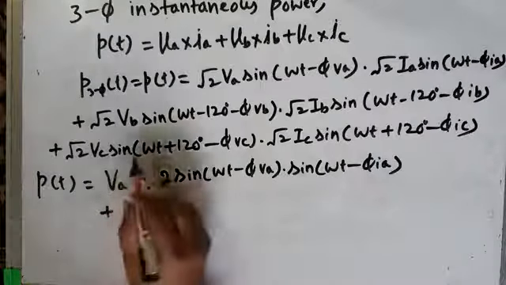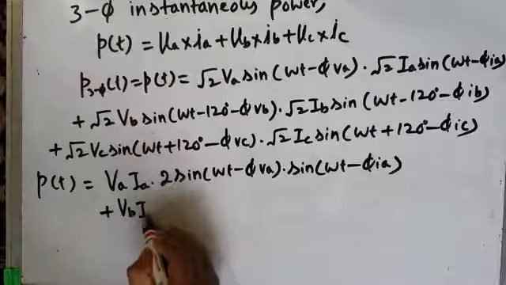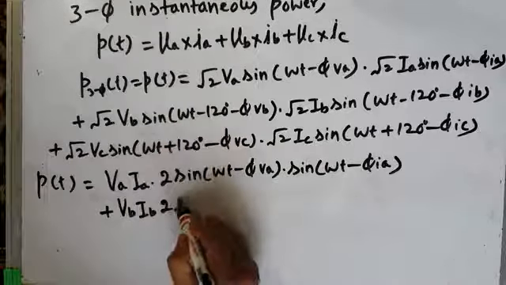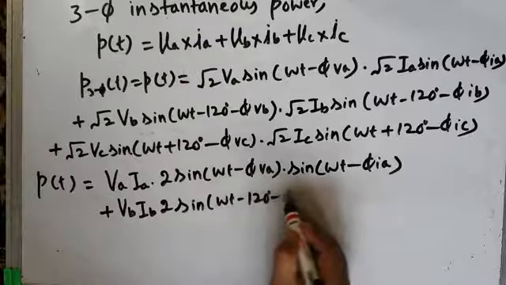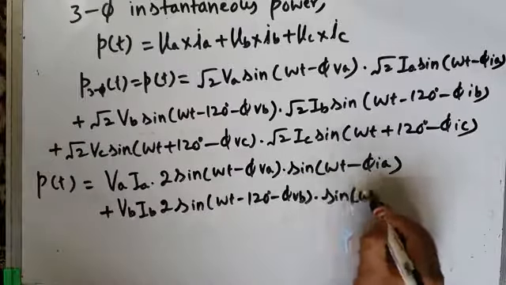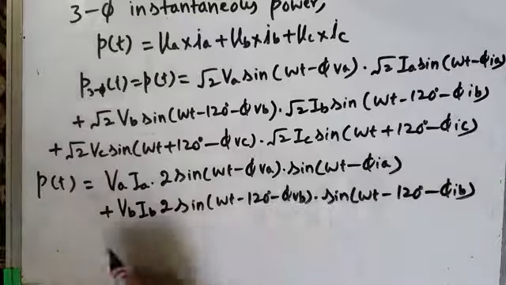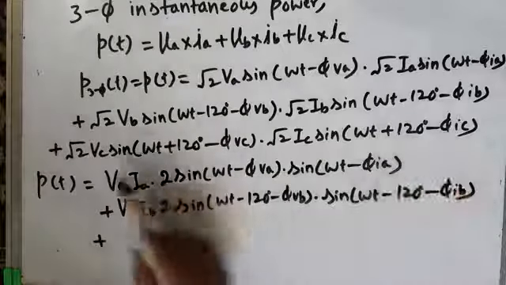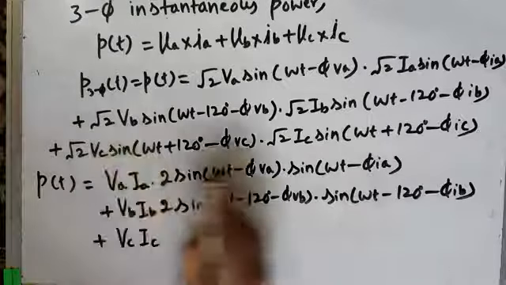Plus phase B power is VB into IB. So product of RMS value of voltage VB and current IB into root 2 into root 2 is 2. Then sine of omega t minus 120 degrees minus phi VB into sine of omega t minus 120 degrees minus phi IB. Fine. Plus phase C power now. VC into IC. That is VC IC. Then root 2 into root 2 is 2.